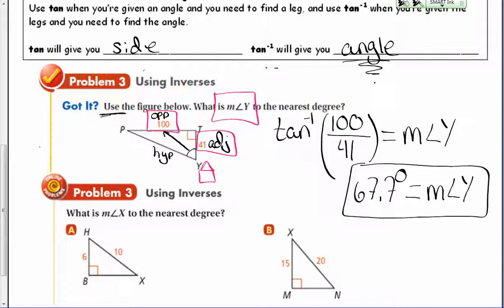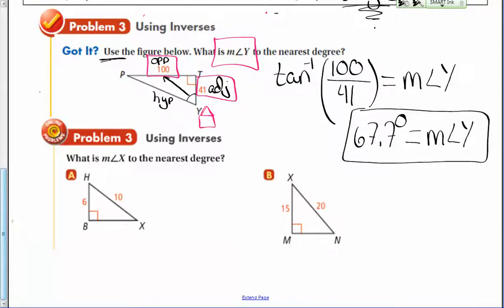If you're having trouble finding your inverse tangent button, check with your neighbor, maybe even Mrs. Cronk can show you where it is, but you should be able to find it. It's right above the tangent button.